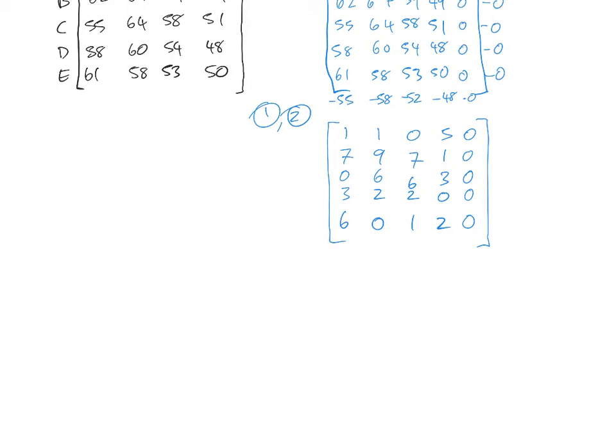So step 3, draw lines to cover zeros. So look for the lines, the rows and columns with the most zeros. So straight away I'm going to draw that one. Next we have 2 along here, 2 along here, 2 along there, 2 along there. So how many lines did I draw? 1, 2, 3, 4, 5 lines.